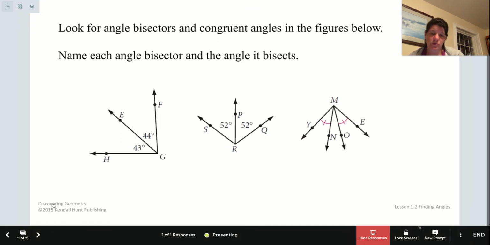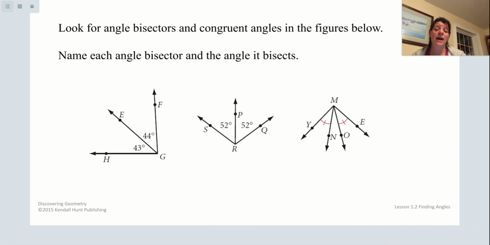Okay, so I would like you to take a look at this and look at the pictures. Remember, you have to go by what's marked on there. You can't make assumptions, and you have to pay attention to the details that are in there. And I want you to determine which ones are angle bisectors, or one, or none.